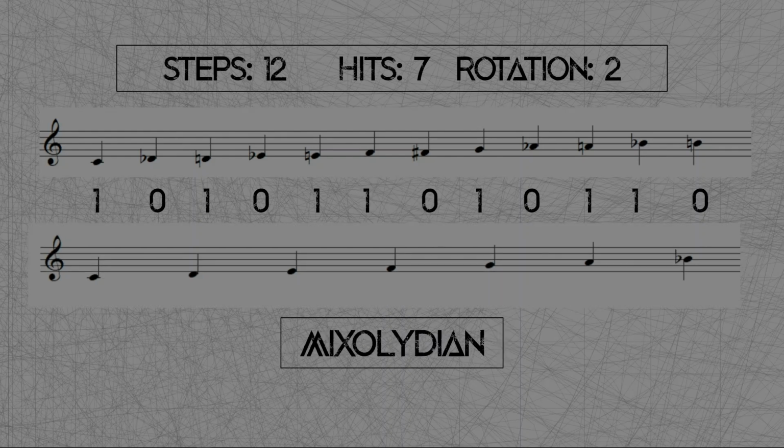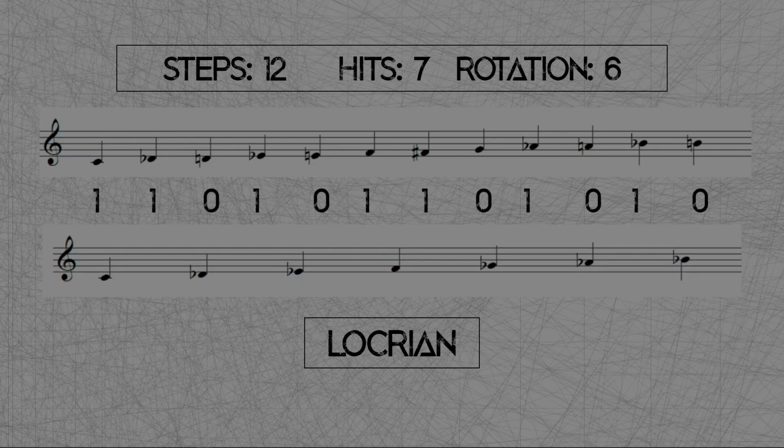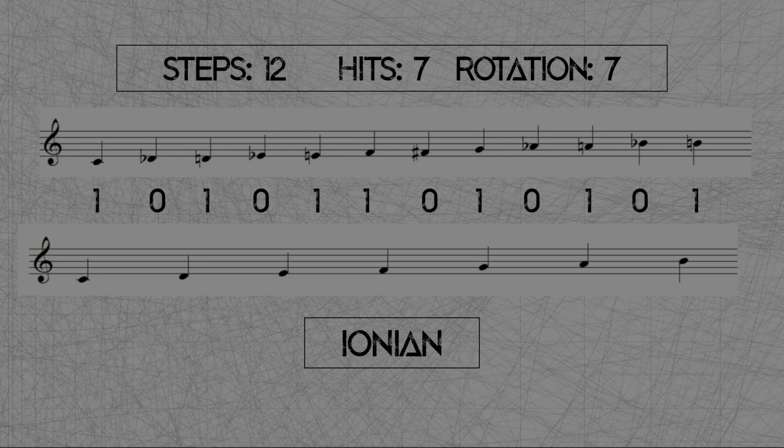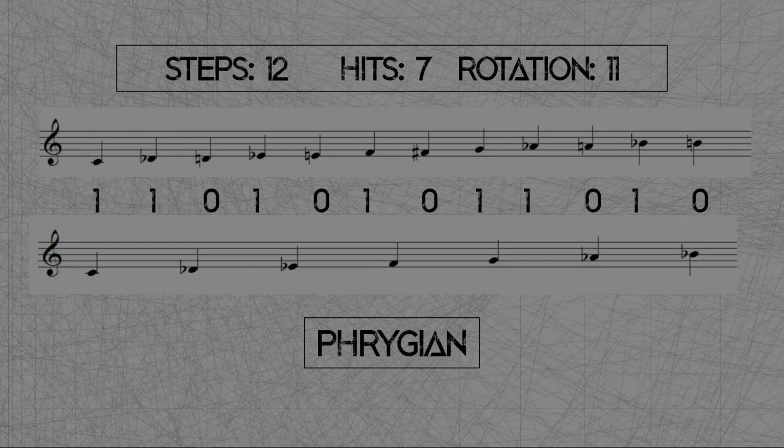We end up with the Mixolydian. By 4, the Aeolian. By 6, Locrian. By 7, Ionian. 9, Dorian. And 11, or -1, Phrygian. So these maximally even sets appear in music and in nature, sort of everywhere. It's kind of fascinating, really.